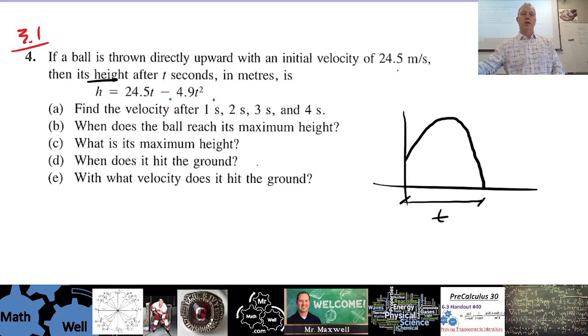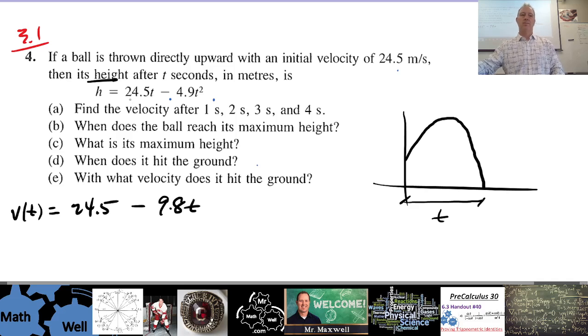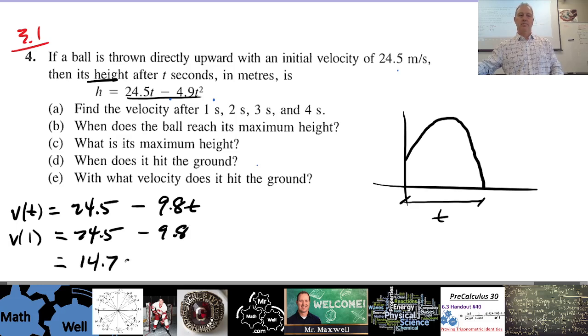Yeah. So, H. Okay. So find the velocity after 1, 2, 3, and 4 seconds. Again, we find the derivative, right? So the velocity with respect to time comes from the derivative, which we'll find here. That's going to be 24.5 minus 9.8 t. Are you with me there? Just find the derivative of this expression. So velocity of 1 is 24.5 minus 9.8. What's that? 14.7 meters per second. Somebody double check my mental math there. Make sure I'm calculating properly.